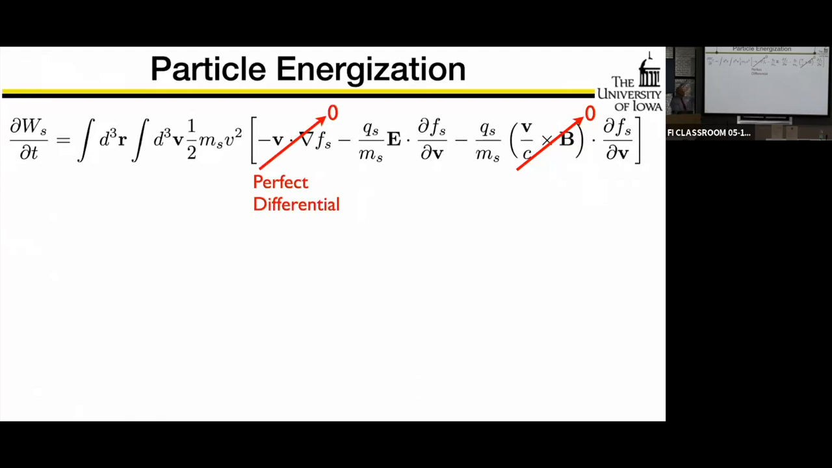Furthermore, this term, which is an advective term, really just describes the energy that's moved around. As you move plasma from one place to another, you're moving its kinetic energy from one place to another. But if you integrate over the whole volume, you're just moving energy from one place to another. You don't change the energy. So it's a perfect differential when integrated over velocity space, and it gives you 0. So it's this electric field term that does the work on the particles.